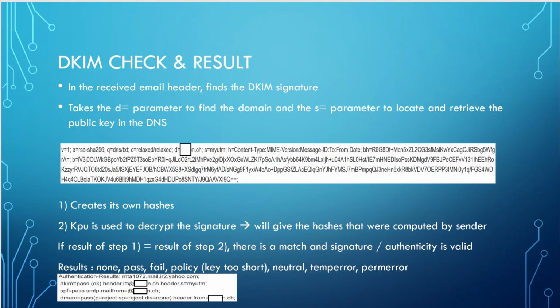And if the result of step 1 equals the result of step 2, well, that means that the signature is valid and the email is authentic. And here you can have, again, the result none, pass, fail, or policy, because probably the key is too short, for example, neutral, temporary error, and permanent error. And you have a DKIM pass result here in the authentication result field.